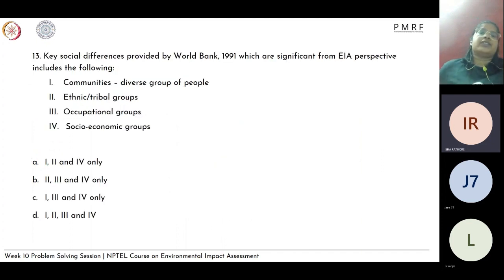So moving on to question 13. Key social differences provided by World Bank 1991, which are significant from an EIA perspective, include the following. 1, communities, that is a diverse group of people. 2, ethnic or tribal groups. 3, occupational groups. And 4, socioeconomic groups. They need to answer with the option which includes the correct options.